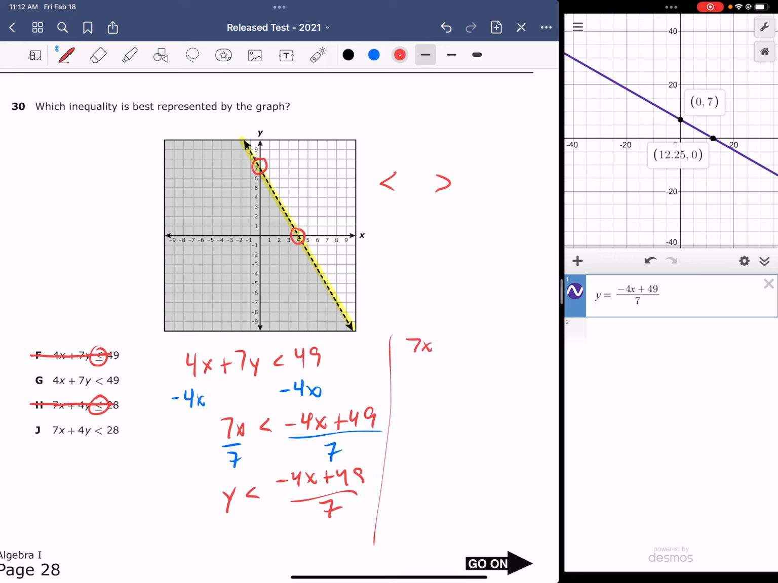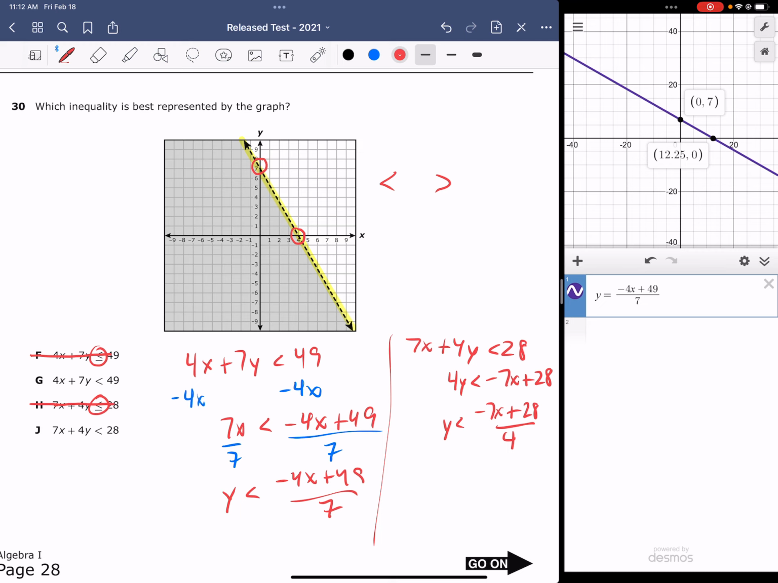So I have 7x plus 4y is less than 28. In order to solve this for y, we're going to subtract 7x on both sides so that it becomes 4y is less than negative 7x plus 28, and then divide both sides of the inequality by 4. Negative 7x plus 28, all divided by 4.